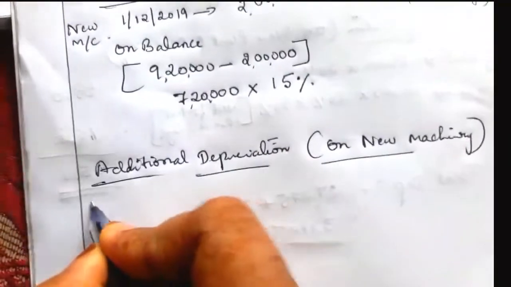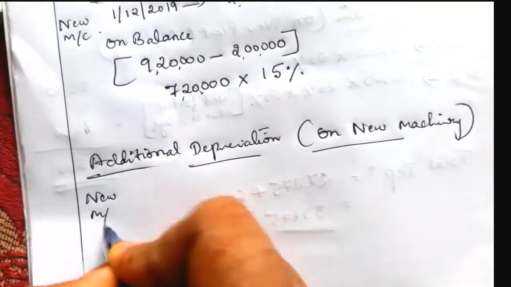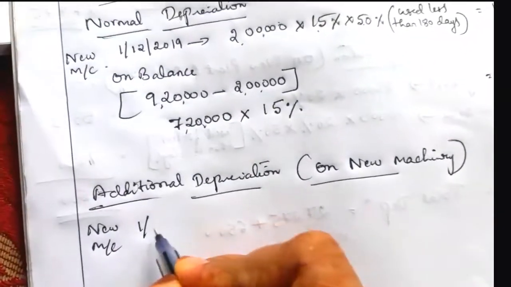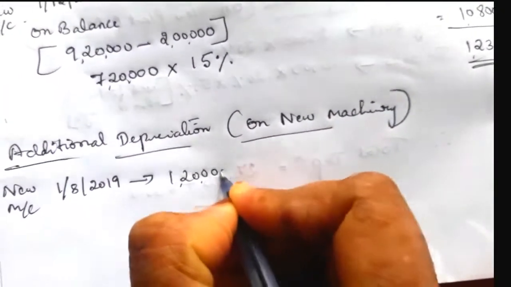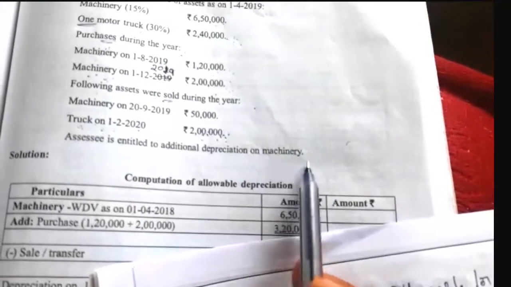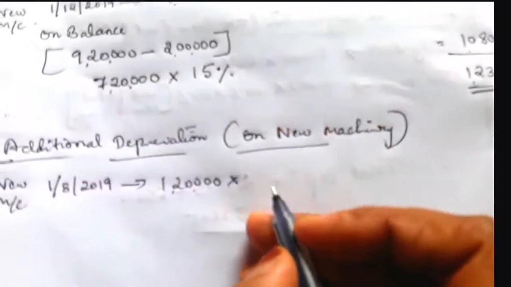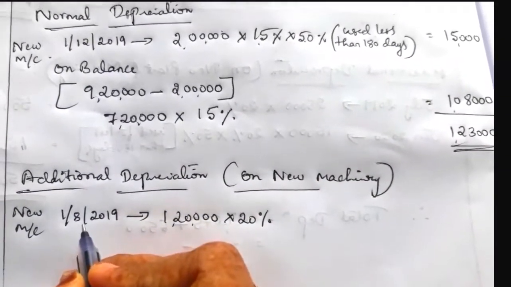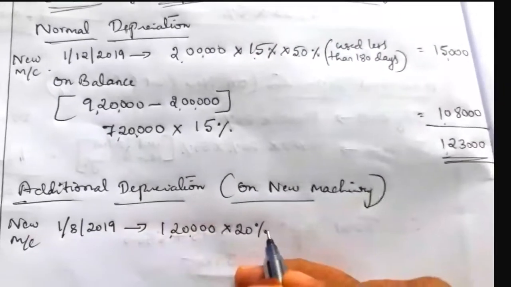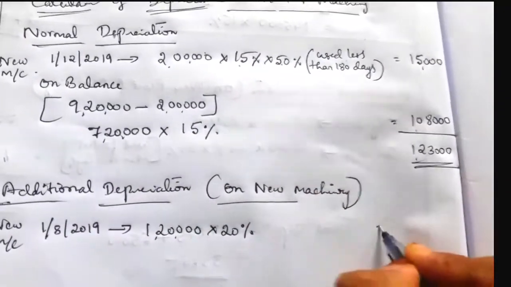The first new machinery was purchased on 1st August 2019, and the value of that machinery is 1,20,000. The rate of additional depreciation will be 20%. In this question they have not given the rate of additional depreciation. When they don't give the rate of additional depreciation, we have to take 20%. This is purchased on 1st August, so it is used more than 180 days. So don't calculate 50%. So 20% means how much?